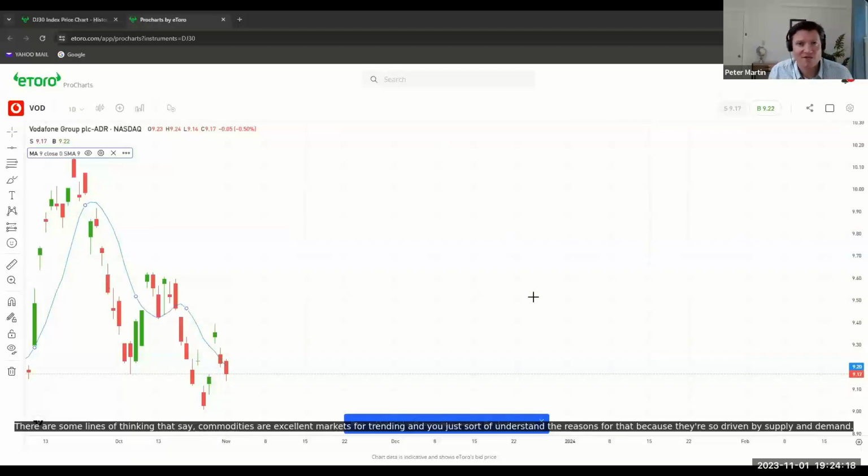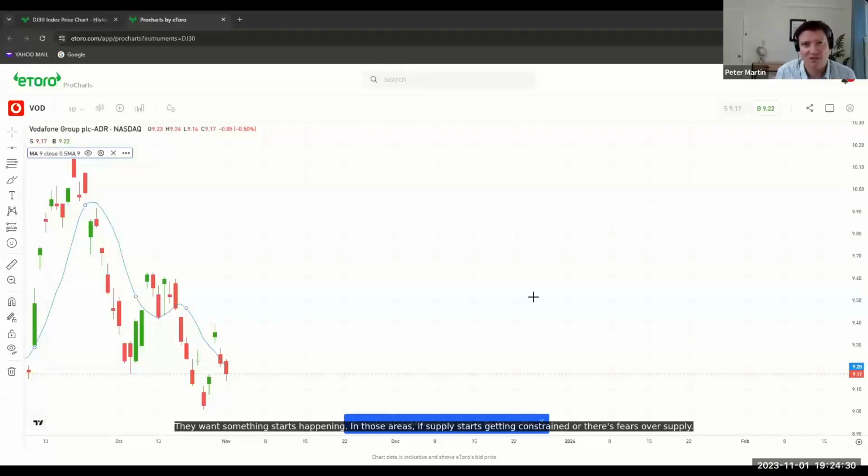There are some lines of thinking that say commodities are excellent markets for trending, and you can sort of understand the reasons for that because they're so driven by supply and demand that once something starts happening in those areas, if supply starts getting constrained or there's fears over supply, that can start causing an uptrend and that can persist for quite a while. So certainly commodities have a reputation as being good trending markets historically.